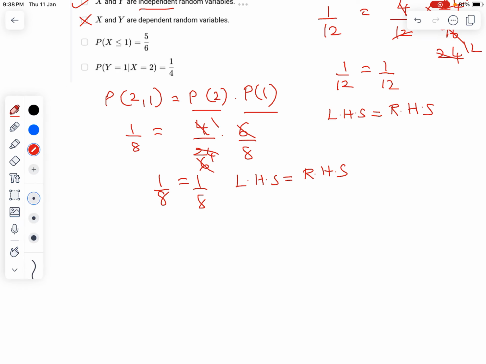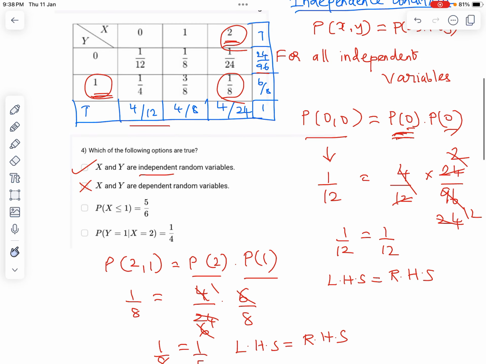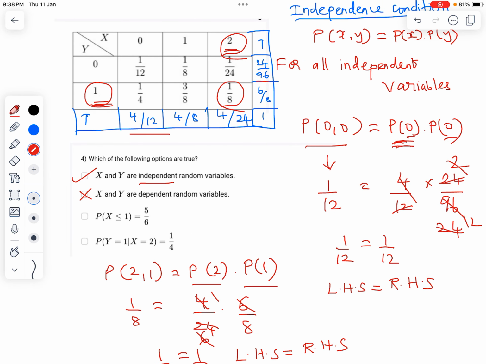So, we're looking at the third option, P of x less than or equal to 1. We are going to focus on the x value. From the table we can see the x values 0, 1, 2. So x less than 1 means the value which is less than 1 is 0. Then next, x equal to 1.